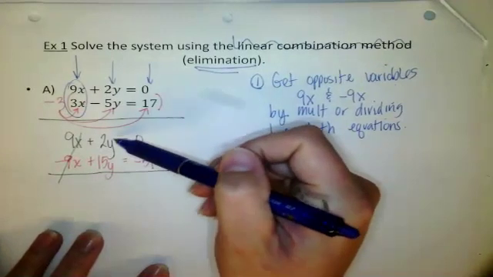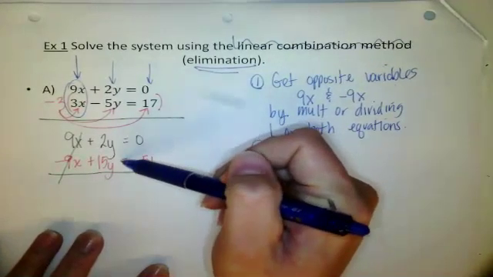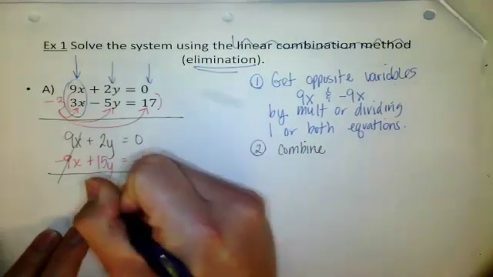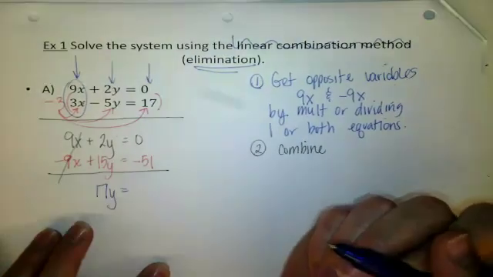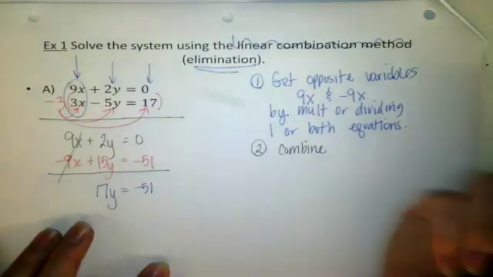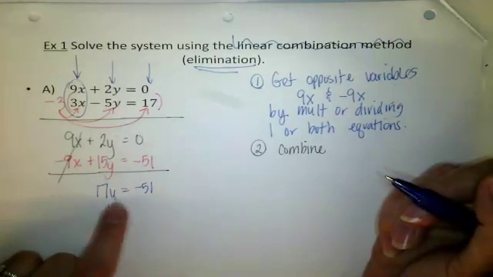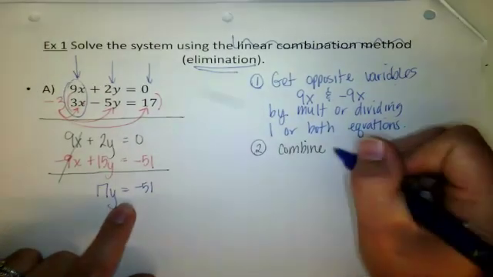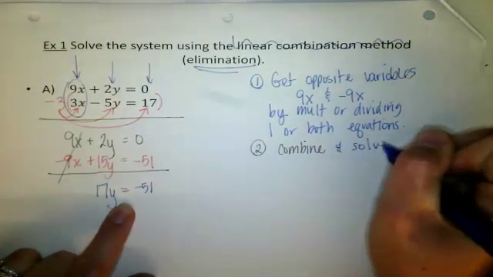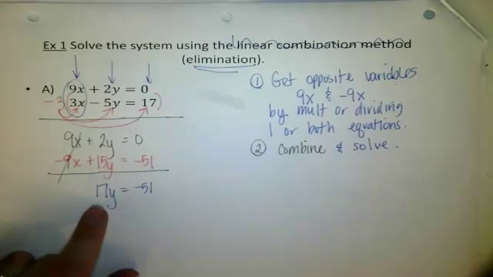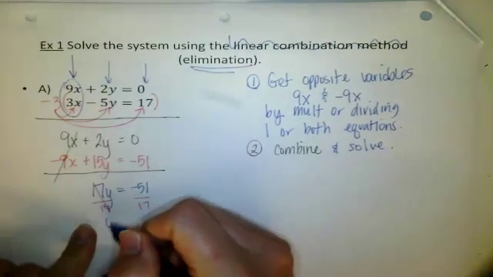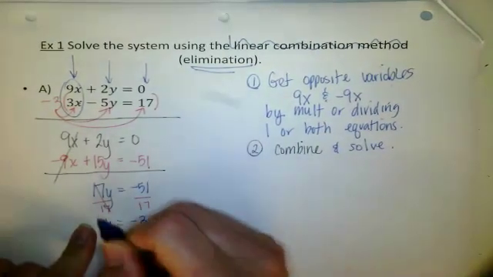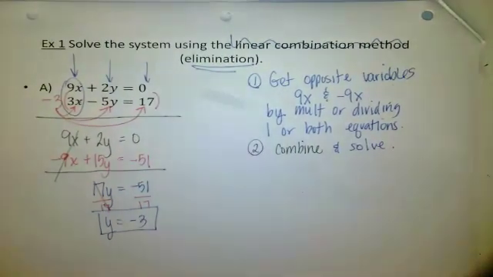All right. We have a 2y and a 15y. What is 2y and 15y? 17y. And 0 and negative 51. So we combine the equations. Hey, that's a really easy equation. So now we're going to combine and solve it. So how do I solve for y? Divide by 17. Y equals negative 3. That's pretty easy. Are we done?